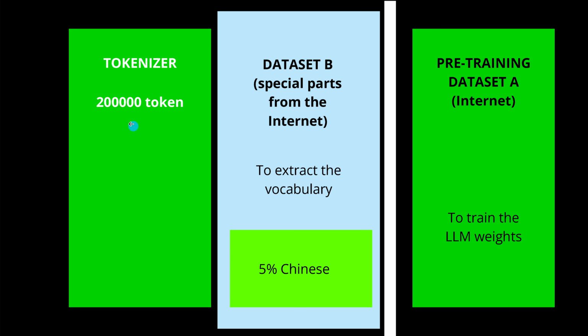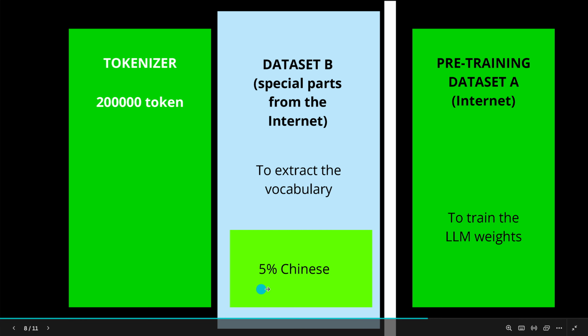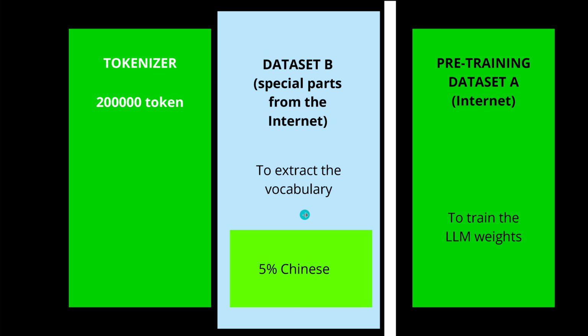So this means, from our 200,000 tokens, and let's assume just as a working hypothesis that about 5% are Chinese, those had to be extracted from some dataset. Let's call it dataset B, from very special parts of the internet. And from that data, the system decided: these are all the words and all the forms that I found in this language, and now I extract the vocabulary and build my own vocabulary. Now, if dataset B is different from the pre-training dataset A for the weights, we have an incongruent situation.